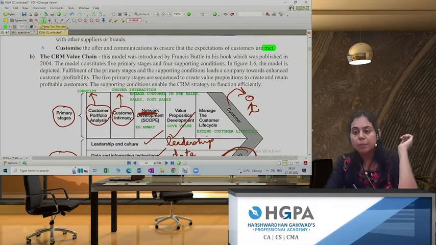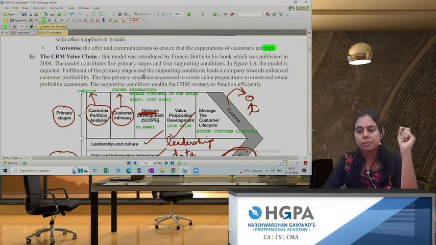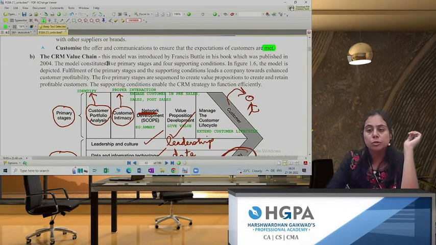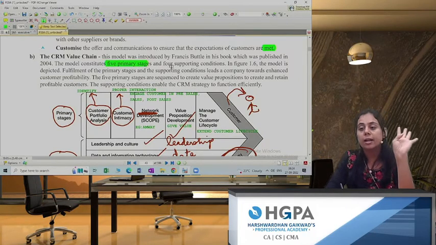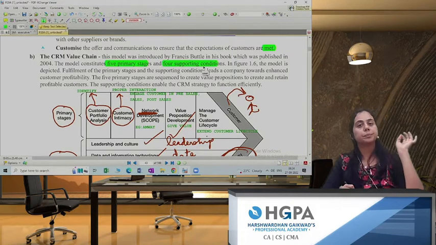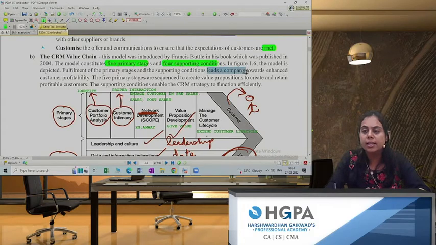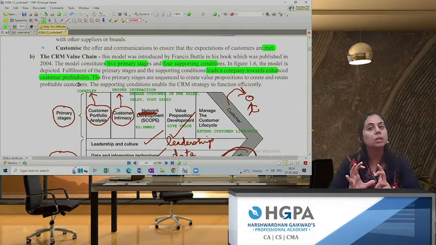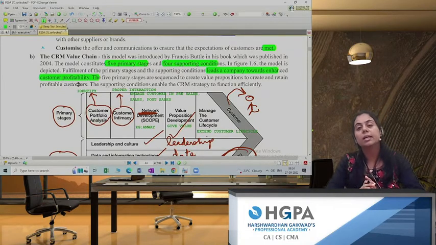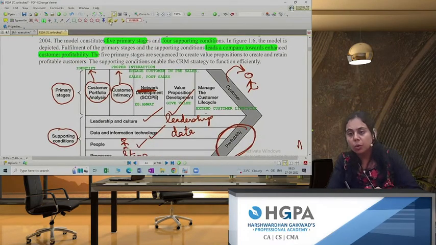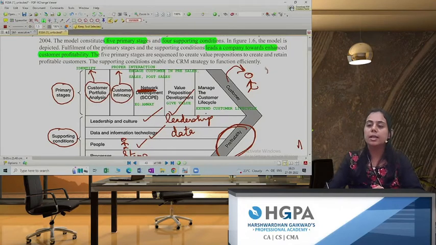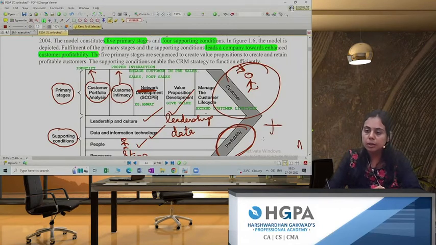Thus, the CRM model was introduced by Francis Buttle. The model constitutes 5 primary stages, and there are 4 supporting conditions. It is important to know the headings. The primary and the supporting conditions lead a company towards enhanced customer profitability. Whenever we are doing both the activities properly, it will always create value creation, and the company will be in profitability. That is the main purpose. The main purpose is customer profitability.